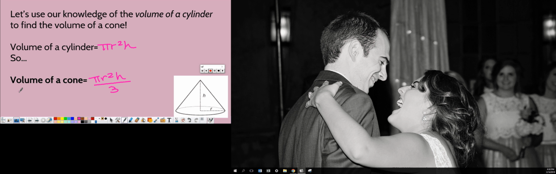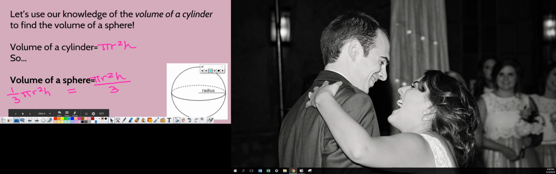Okay, another way that you might see this is 1/3 pi r squared h. Now, these two are exactly the same. This formula, pi r squared h divided by 3, is exactly the same thing as 1/3 times pi r squared h, because dividing by 3 is the exact same thing as multiplying by 1/3. Okay, so now we have 2 of our 3 formulas, and the last one is a sphere.